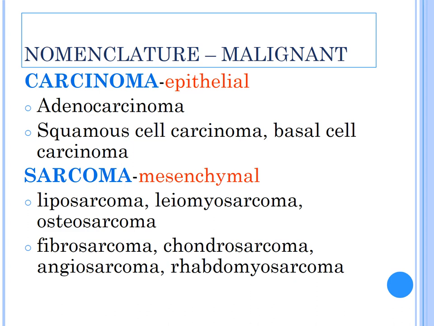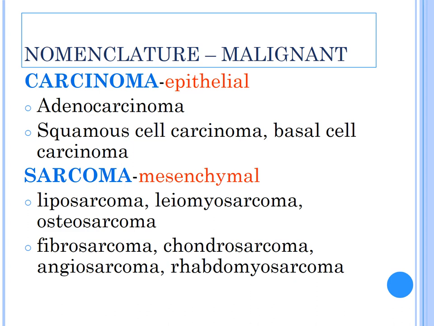Now, when it is malignant, you call it carcinoma. And now it depends on your embryology. Where is the tissue derived? Is it epithelial, from the 3 germ layers, or is it mesenchymal, in the stroma? Epithelial, 3 germ layers, you have adenocarcinoma, meaning glandular cancer, or squamous cell carcinoma arising from squamous cells, basal cell carcinoma from the basal cells, and sarcoma when it is mesenchymal.